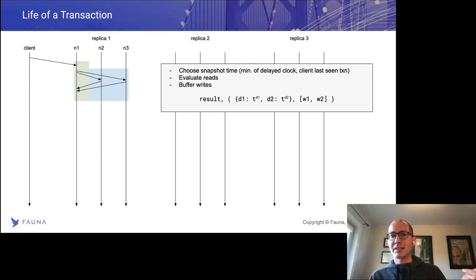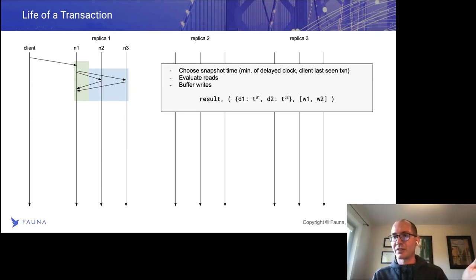The first thing it does is choose a snapshot time. Either the client will pass in the timestamp of the last seen transaction that it's previously processed, or the node itself has a clock, which we call the reclock, which is based on wall time minus a delay, which we'll get into later. Based on that snapshot time, it'll evaluate the query.